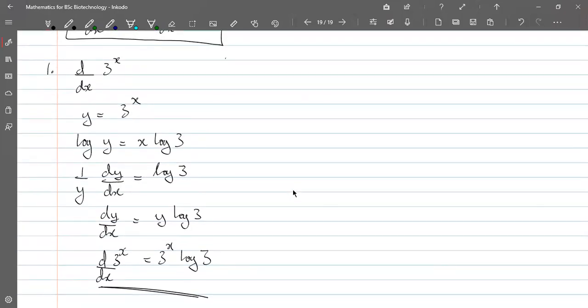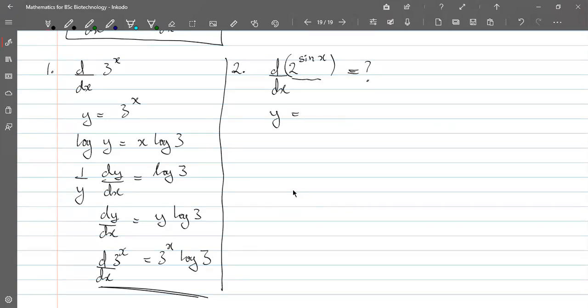We'll look at another example. I'll write another example here, so we can see that in parallel. So instead of 3 to the x, let's say you have 2 to the sine x. So it's not just x in the exponent, but some other function of x. So again, start by writing this as y. y is equal to 2 to the sine x.